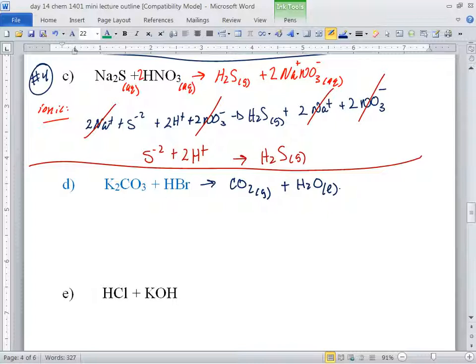So on D, the very first thing I did is identify its reaction number 2. So right away, write CO2 gas and H2O liquid from the cheat sheet. Right away do that. And then you combine what's left over. I haven't used any Ks and I haven't used any Brs. Remember, K is a plus and Br is a minus. So that's how I do these.